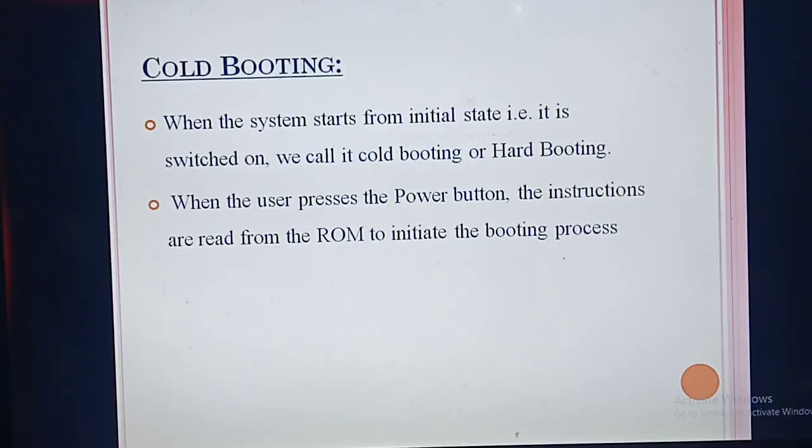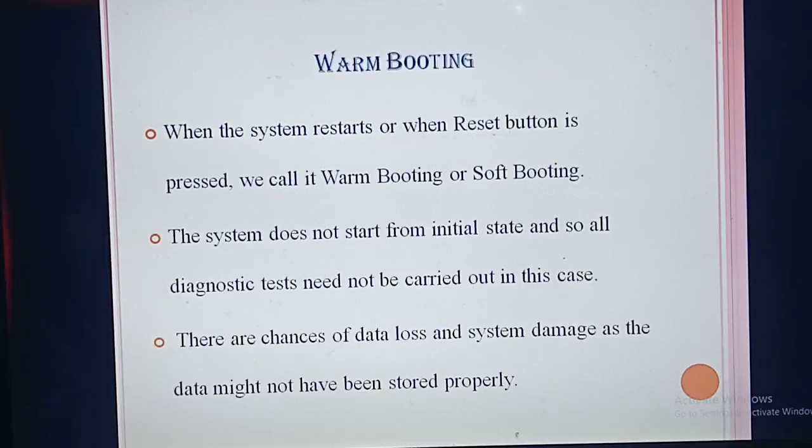Understood what is meant by cold booting? When you switch on the system at the starting state, that booting is called cold booting or hot booting. It means when the user presses the power button, all the instructions are ready to be read from the ROM to initiate the process. Understood?